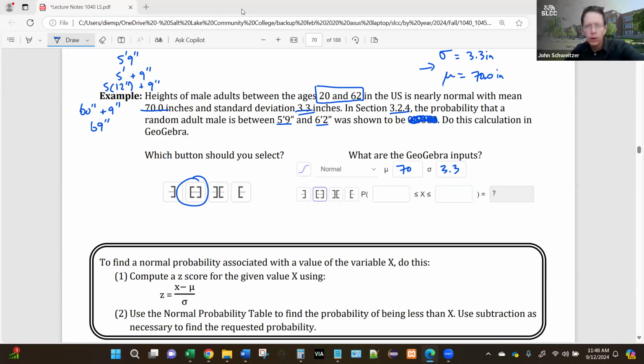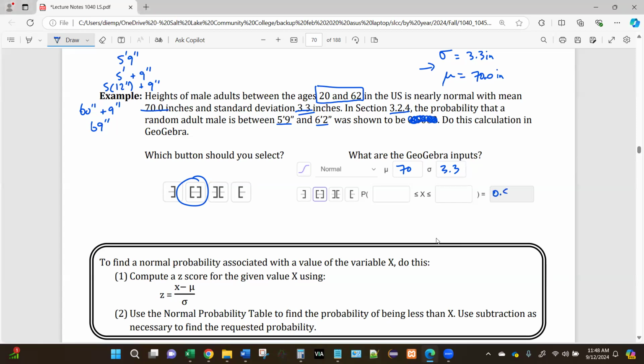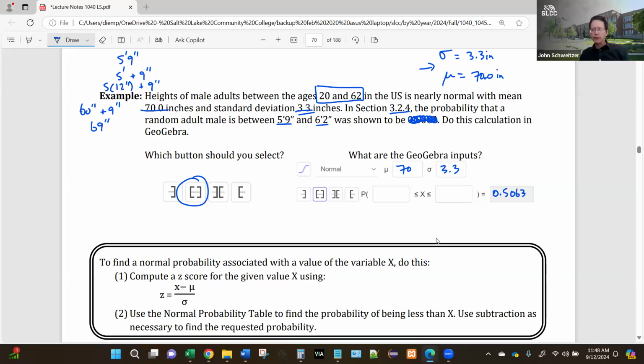Anybody get it? What'd you get? 0.5. Is that right or no? Could you round it maybe to the third or fourth decimal place? So it'd be 0.5063. Perfect, exactly. So 5'9" means 69 inches, and then 6'2" is 74 inches.